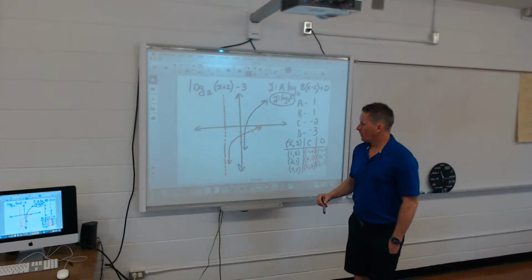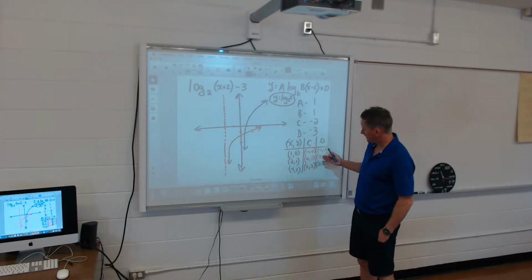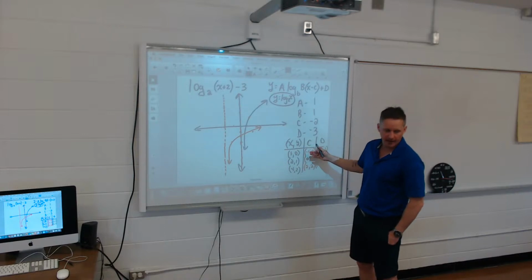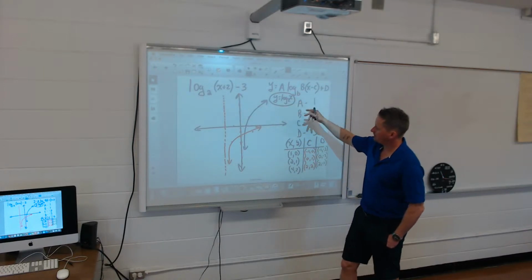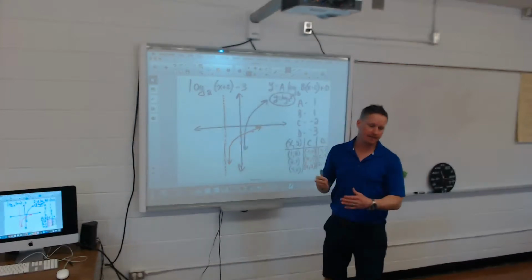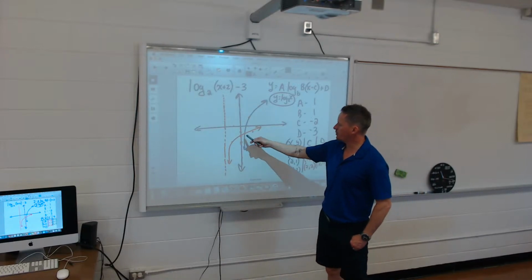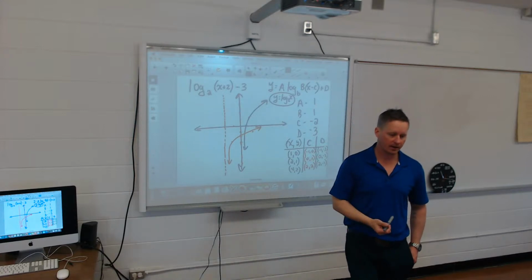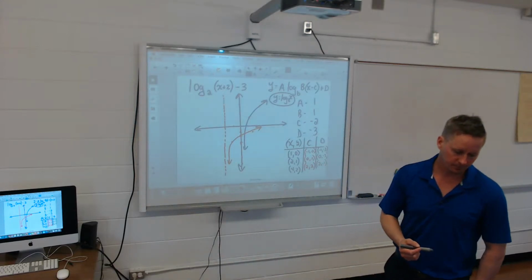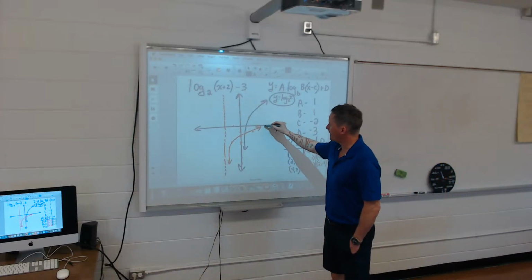So if I focus on three particular coordinates, I can do the transformations using C and D from the log of x to the base 2, or I can simply translate my asymptote and my (1, 0) across, but I do want to get my intercept values. Those are somewhat important to me. Now the one point I'm missing that I should get is this one right here.